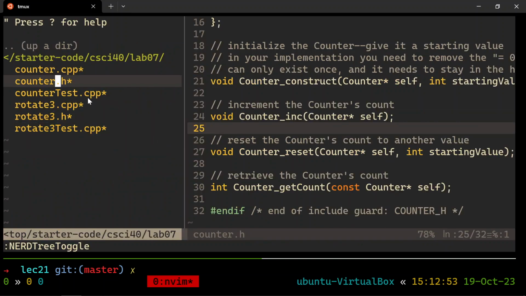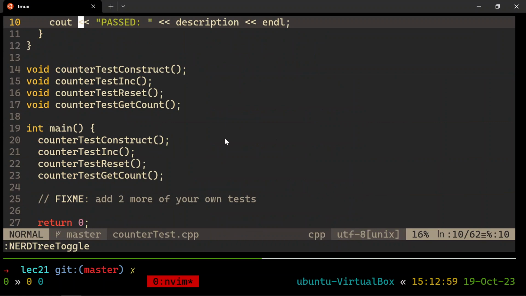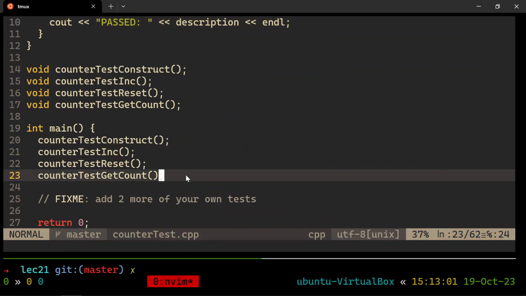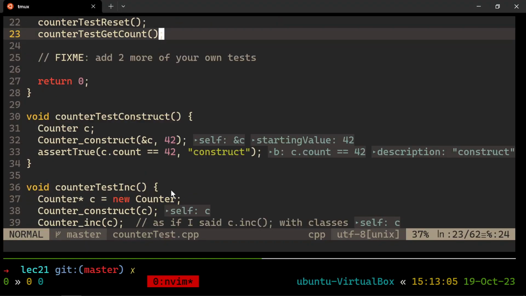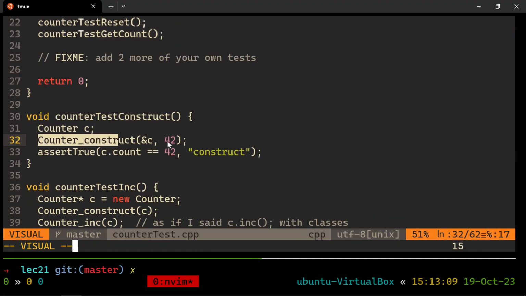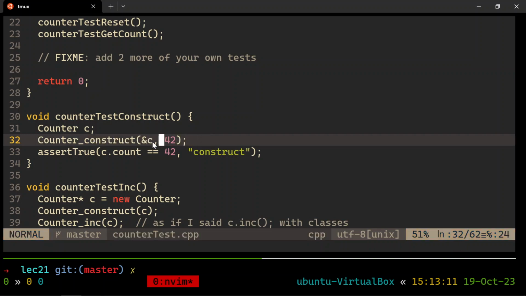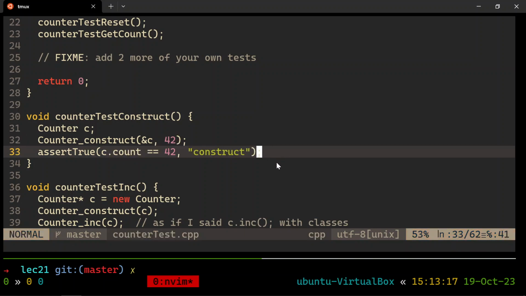And I made you some tests. Counter test. Oh, no, I didn't want to change it. And so here are a bunch of them. Testing constructors, inc, and reset. Get all those to pass, please. So like here's a constructor test. It makes a counter object. It calls the constructor on it. So it passes along the address of that counter, sets it to 42, and hopefully the count inside that counter should have become 42, right?